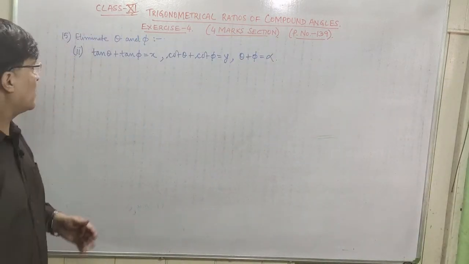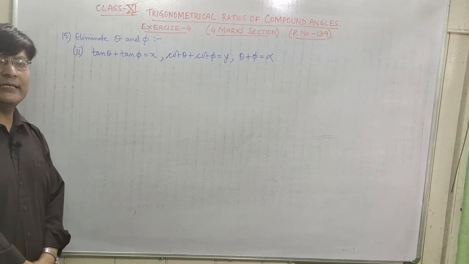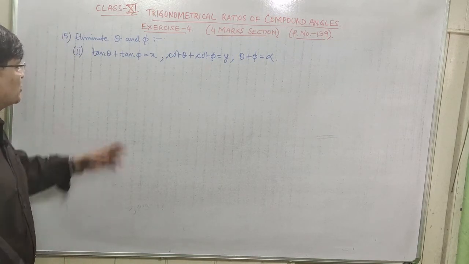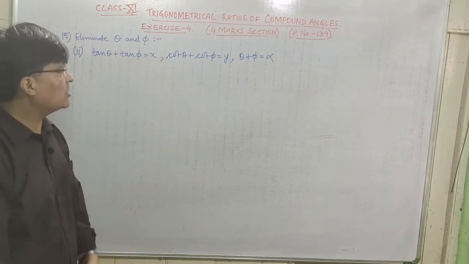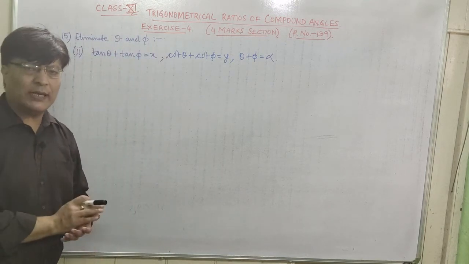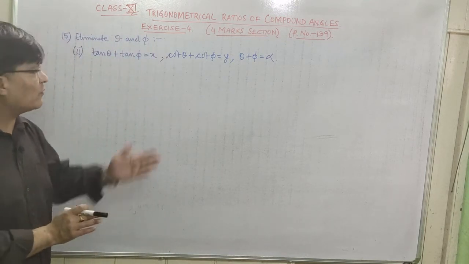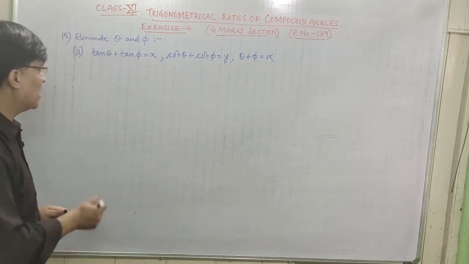So now we'll do the next problem, that is 15 number 2. Let us eliminate theta and phi from the relations tan theta plus tan phi is equal to x, cot theta plus cot phi is equal to y, and theta plus phi is equal to alpha. So you have to eliminate theta and phi from these given relations. So let us do this problem now.